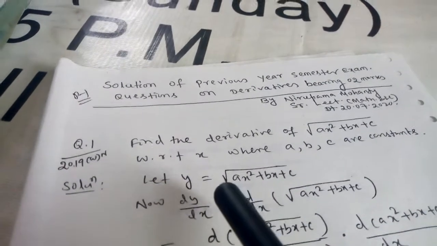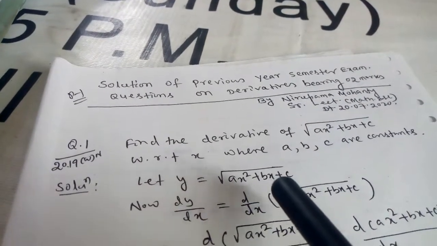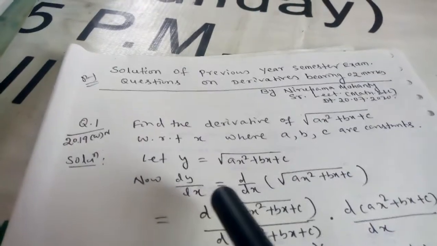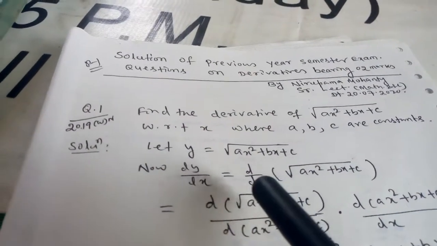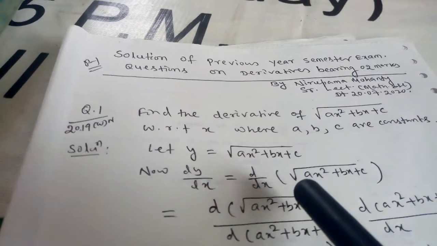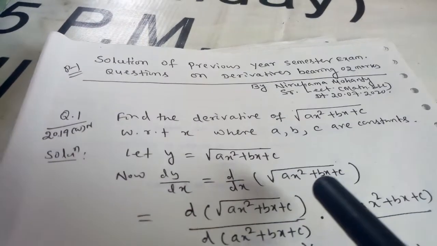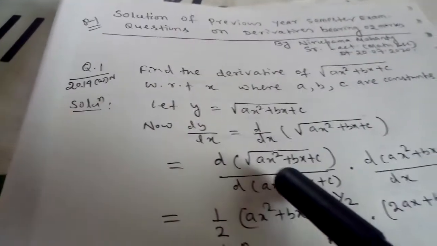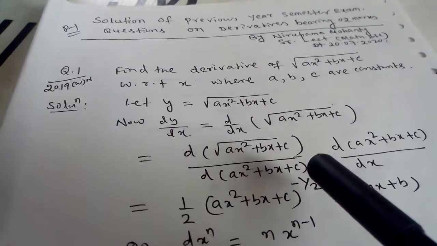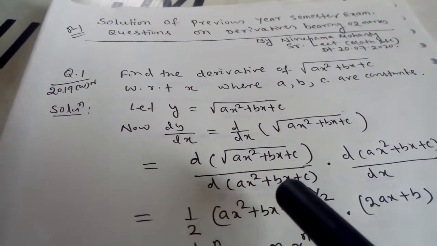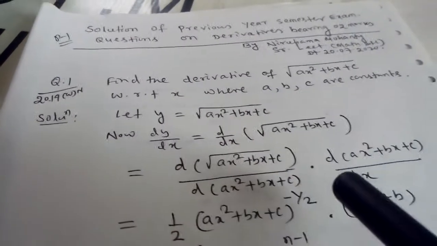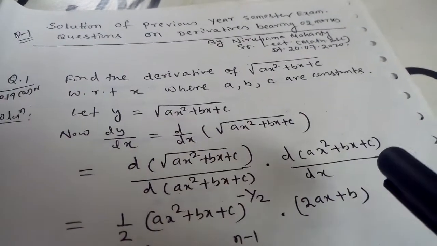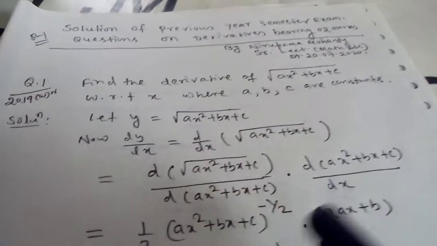Now the solution is, let y is equal to square root of ax square plus bx plus c. Now dy by dx is equal to d by dx of square root of ax square plus bx plus c. So this is equal to derivative of square root of ax square plus bx plus c with respect to ax square plus bx plus c, into derivative of ax square plus bx plus c with respect to x.